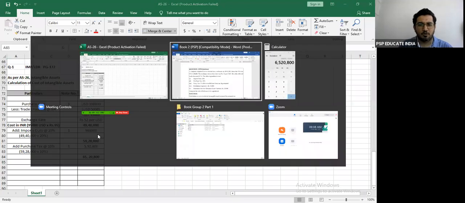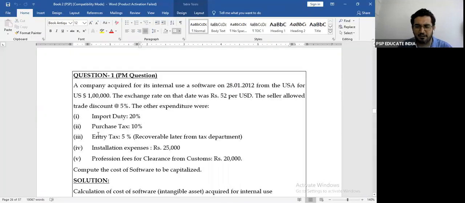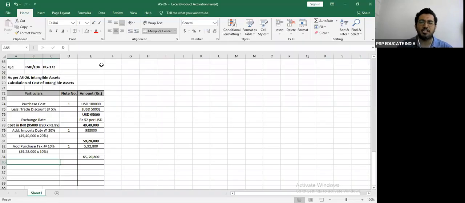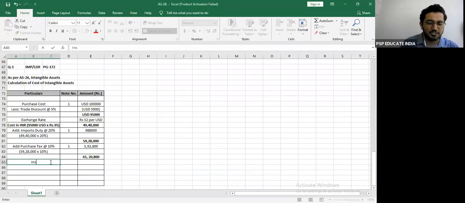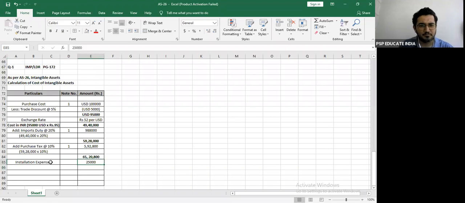Okay, everyone on your chat box. Will you take entry tax recoverable later from the tax department? Yes or no on the chat box. Of course, you will not take that. Why? Because it is your refundable tax and duty. So you will not take this. Okay, so let's leave that. What about the next one? You have installation expenses 25,000. That will be included. So installation expenses 25,000.